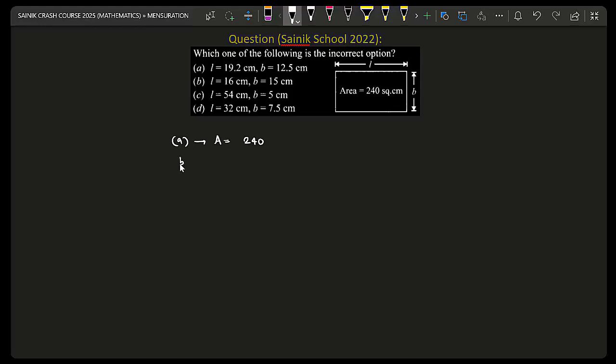Yes, sir. From option B, 16 into 15. Are you getting the area is equal to 240 square centimeters? Yes, sir. From option C, what is 54 into 5? Sir, 260. Sir, no, sir. 270. So this is the incorrect option.